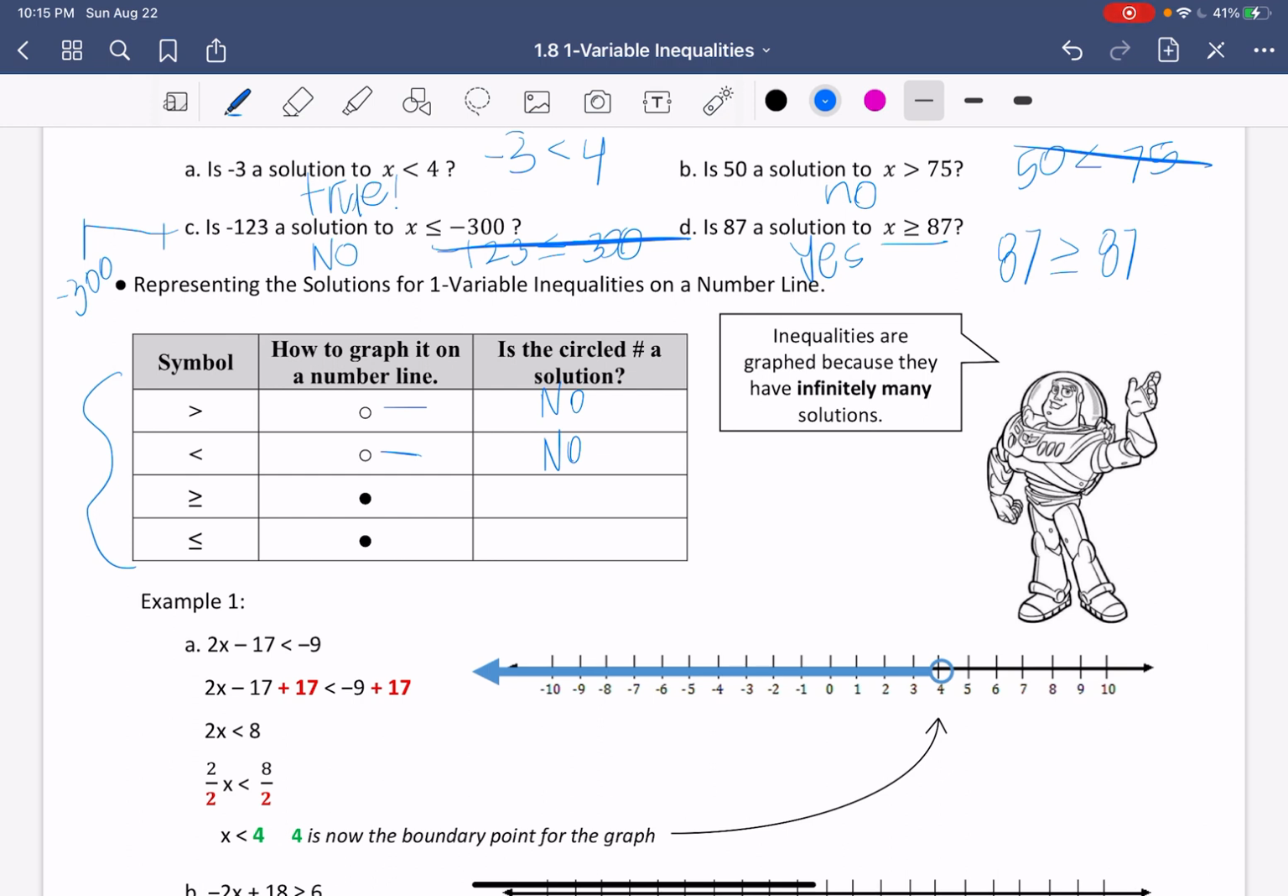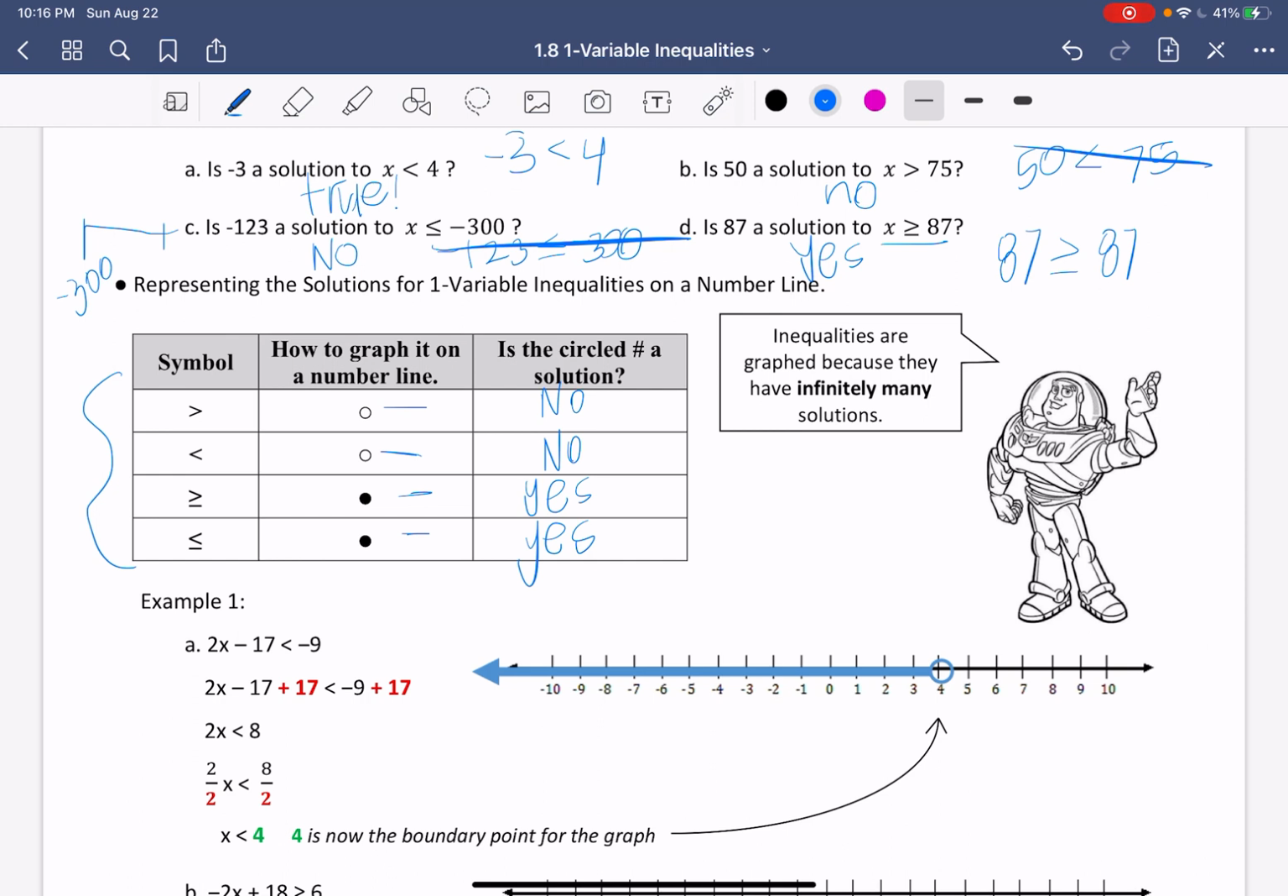So on our next two, when we're greater than or equal to, or less than or equal to, now notice we fill that circle in. And when we fill that circle in, it tells us that the circled number is a solution. Okay, so because it's filled in, we know that it's going to be either greater than or equal to, or less than or equal to. It's definitely going to be possible that it can equal that number that's circled, right?